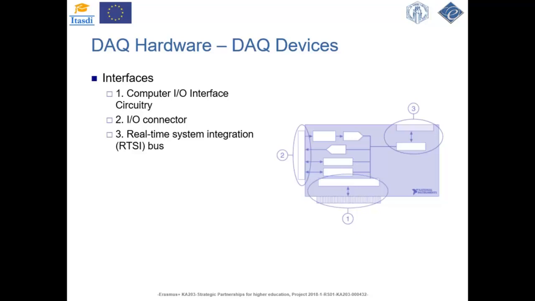And finally, we have the real-time system integration bus, which allows for synchronization of multiple data acquisition devices, which are being controlled by the same software. For example, if we want two data acquisition devices to acquire an analog signal at the same rate, the real-time system integration bus is the means of synchronizing the clocks of those two devices.